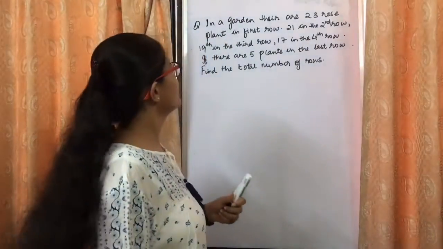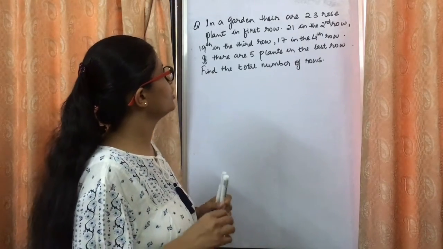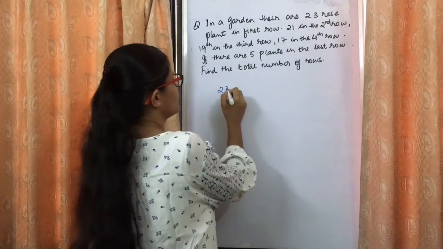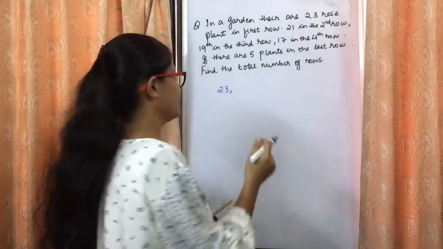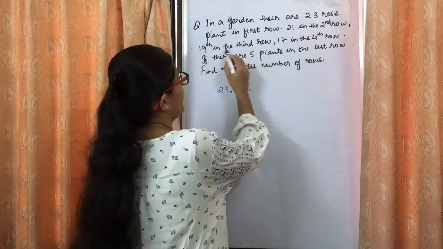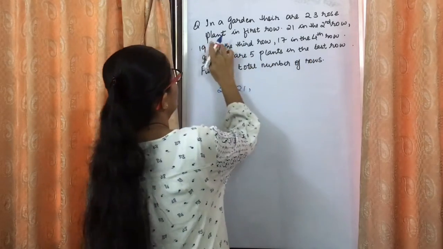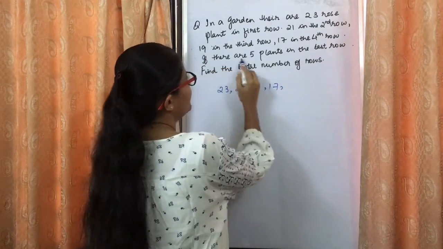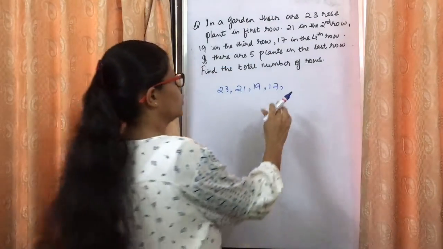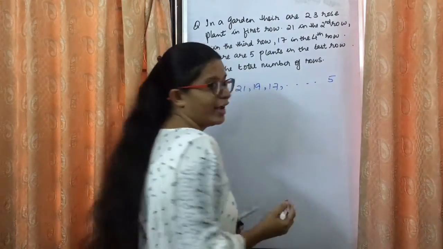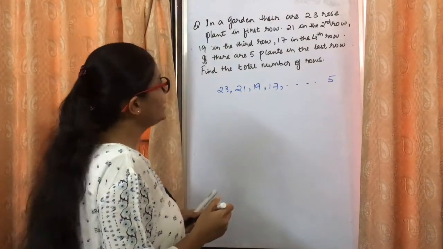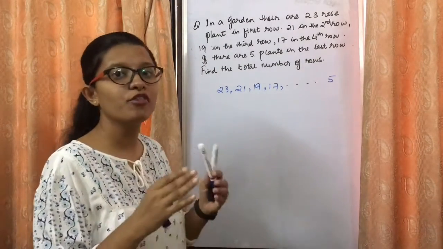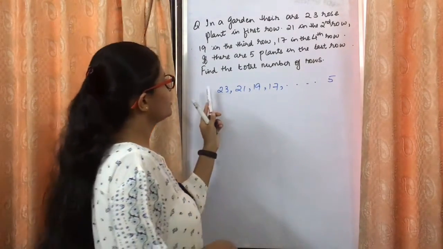Now the second question is, in a garden there are 23 rose plants in the first row. तो पहली रो में कितने plants हैं? 23. I am just writing the numbers. 21 in the second row, 19 in the third row, 17 in the fourth row. If there are 5 plants in the last row, I don't know how many rows there are. Find the total number of rows. So let's find it out.